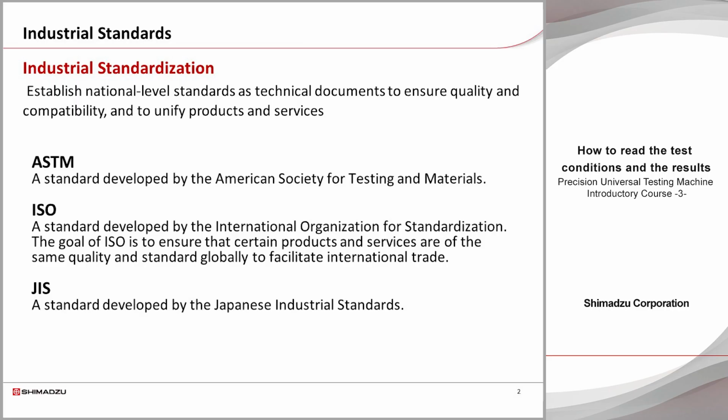Material testing is often carried out with reference to conditions in accordance with various industrial standards. Industrial standards refer to arrangements for industrial standardization, which aim to establish national-level standards as technical documents to ensure quality and compatibility, and to unify products and services, and are published as technical texts.